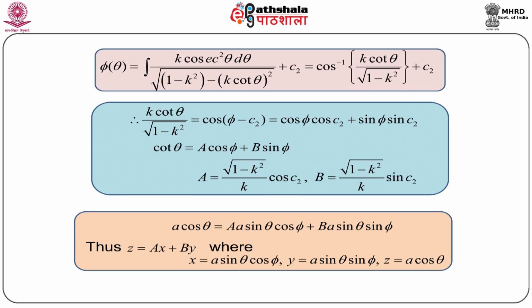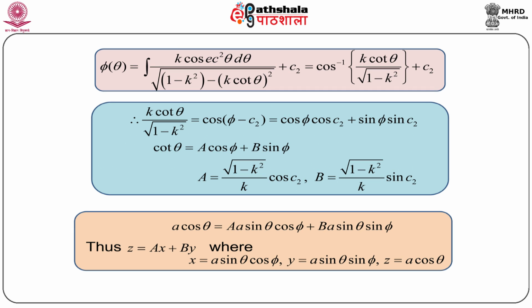If we multiply equation 1 by a sin theta, we have a cos theta equal to capital A into small a sin theta into cos phi plus capital B into small a sin theta into sin phi. This can be written as z equal to capital A into x plus capital B into y, where x is given by this one, y is given by this one, z is given by this one.